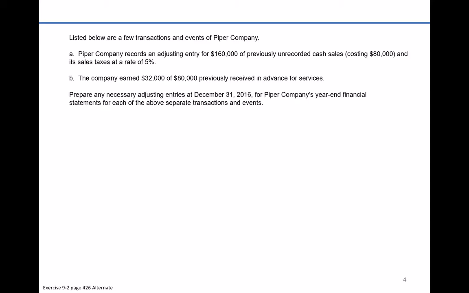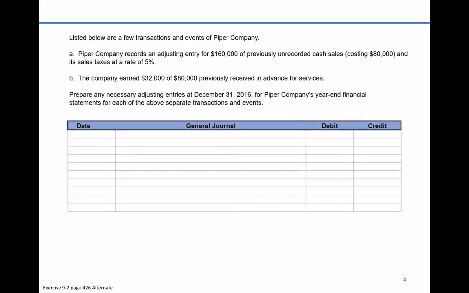It says prepare any necessary adjusting entries as of December 31st, 2016 for Piper Company's year-end financial statements for each of the above separate transactions and events. Okay, so let's put together a general journal. When you pull this up on Connect, it'll be all set up for you. And let's take a look at the first transaction.